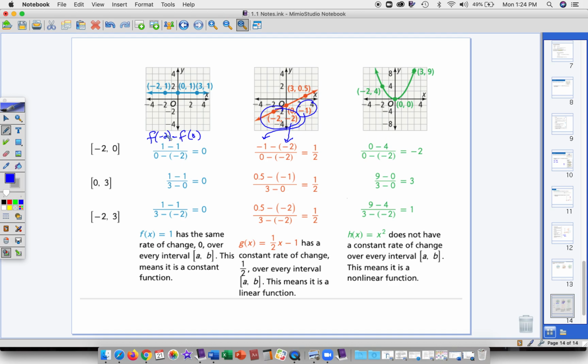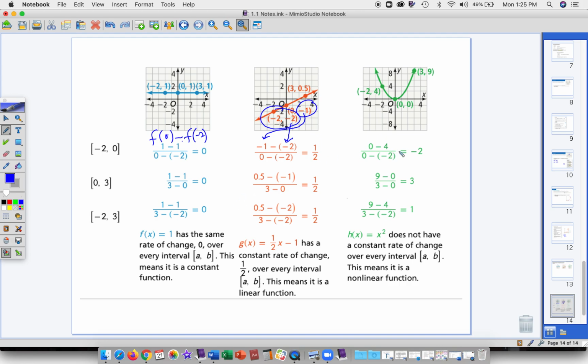So actually this over here, I guess the values are the same. I think I wrote that out of order, so it should be f of 0 minus f of -2, which again doesn't change anything because it's still 1 and 1.